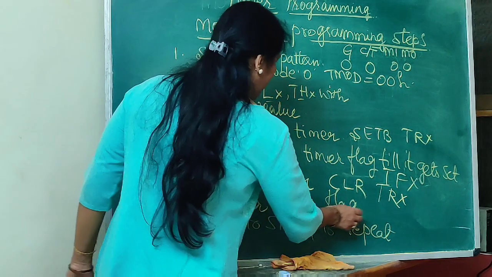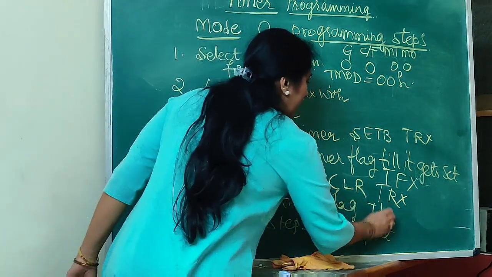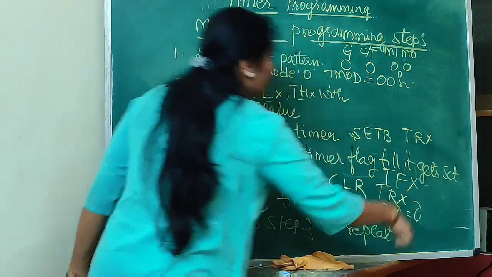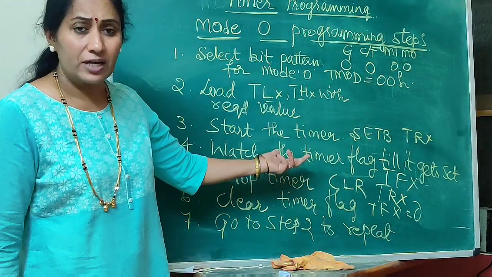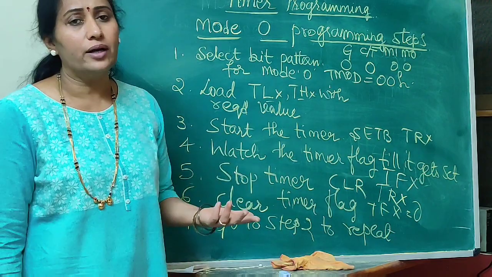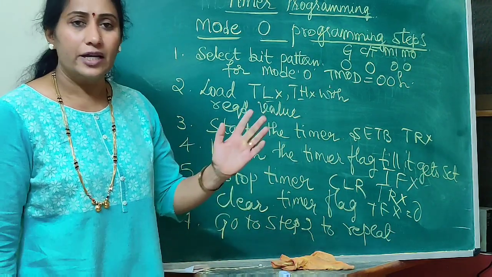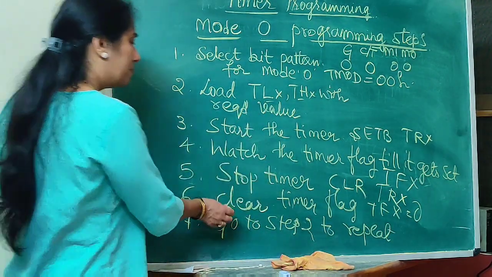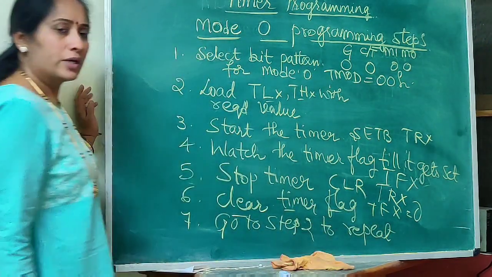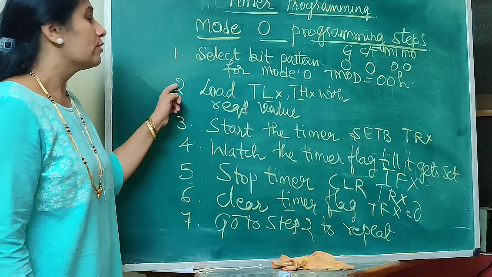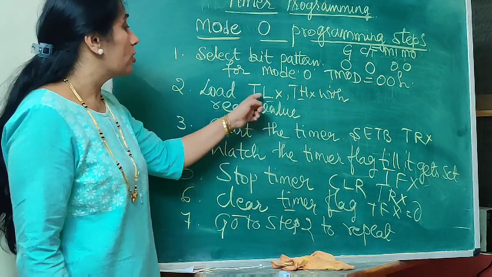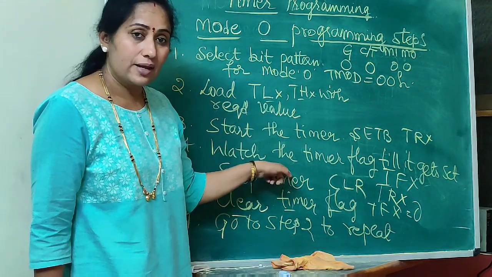Clear means the flag should be made equal to 0. If it is made 0, then the operation can be repeated if needed. Otherwise it is always going to read a 1, saying that it has reached the maximum value. So compulsorily you have to clear the timer flag. And if you want to repeat the same process, then you have to go back and reload the initial value to generate the same delay.